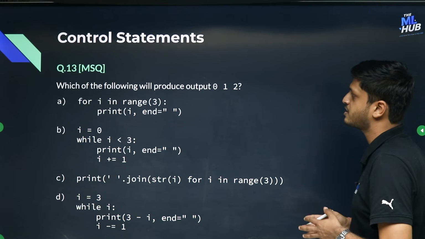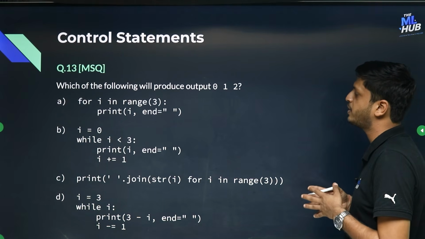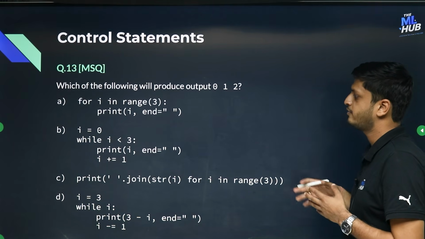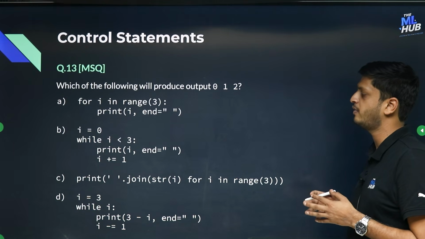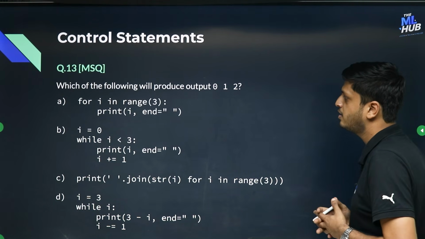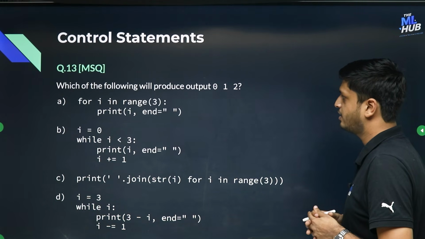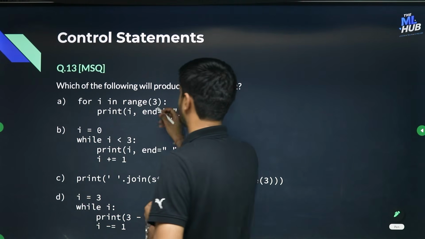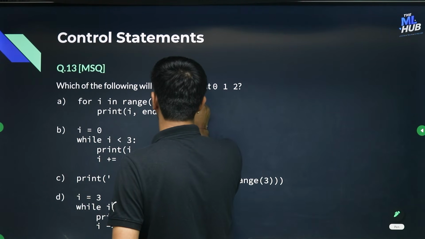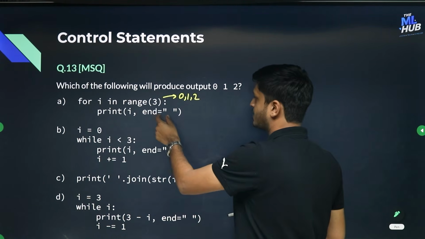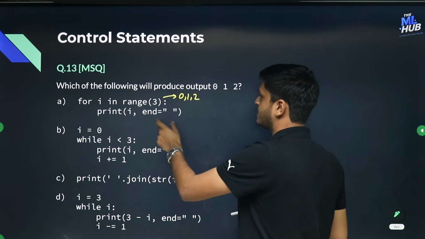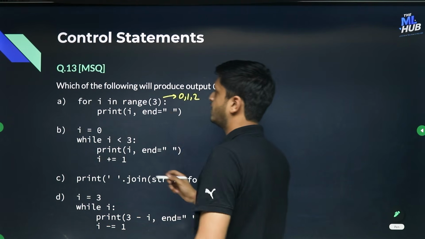Now let's look at the next question, a multiple select type question. Which of these codes will produce an output of 0, 1, 2? Option A: for i in range(3): print(i, end=' '). So range(3) means it will take values 0, 1 and 2. So we will print 0, then a space, then 1, then a space, then 2 and then a space. So the answer is correct. It will print 0, 1, 2 on the screen.